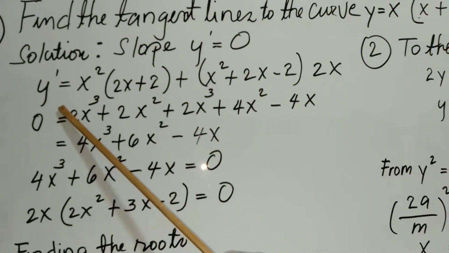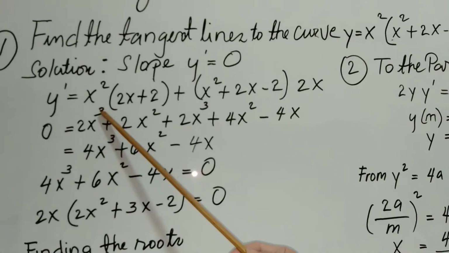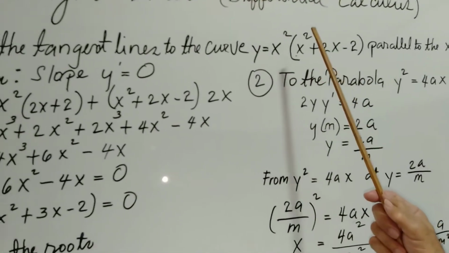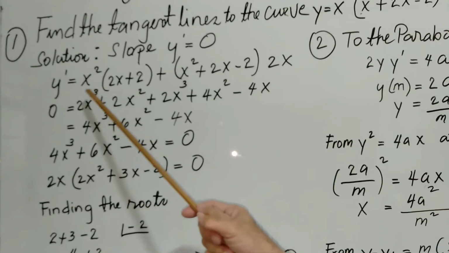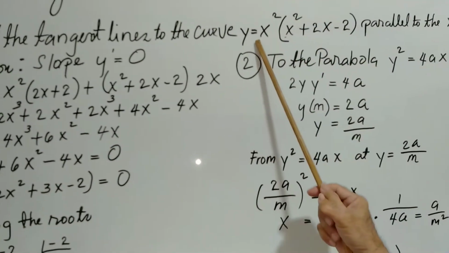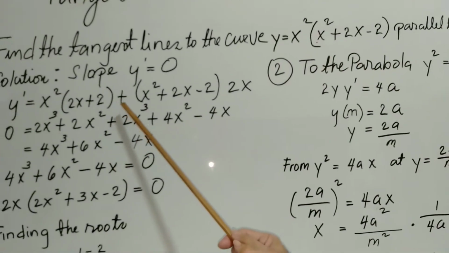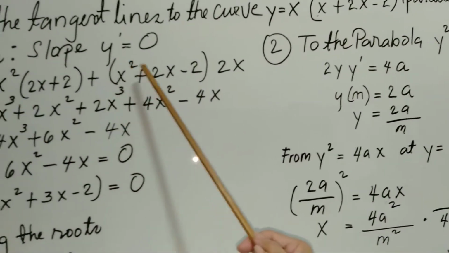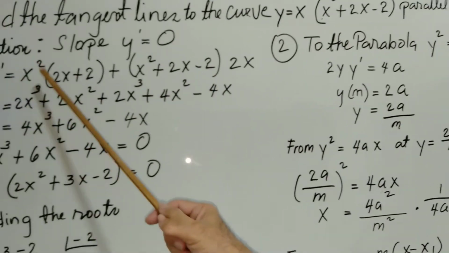So y prime, if we get the derivative of this one, we're going to apply the product rule. So we're going to get x squared times the derivative of the second one, the quantity 2x plus 2, plus the quantity, the derivative of the first one, times x squared plus 2x minus 2. So the derivative of x squared is 2x.